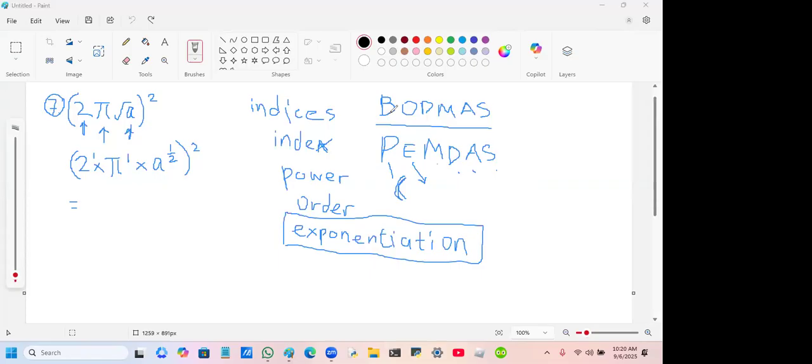Now, the question that I'm trying to solve today is under the topic indices. And indices has some things known as laws. They're very simple laws that are shown. Indices. Can you hear me?